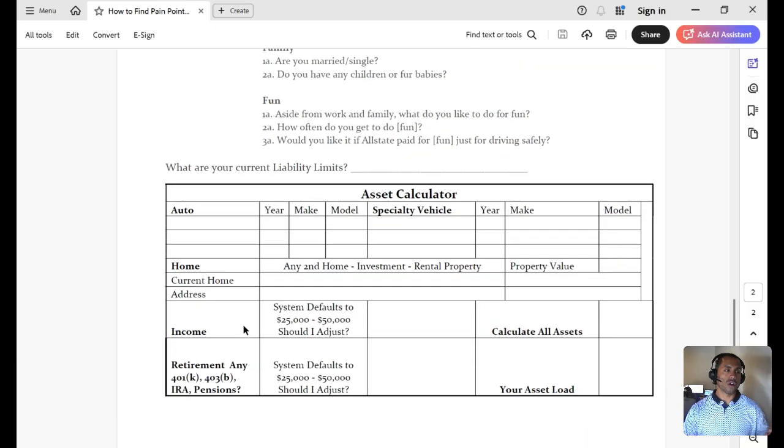And we're always, always, always going to land on our asset calculator. It's the biggest pain point, it's the biggest exposure item. This calculator allows us to determine what they have worked so hard for and what their liability limits need to cover in order to protect everything they've worked their whole life for up until this point.